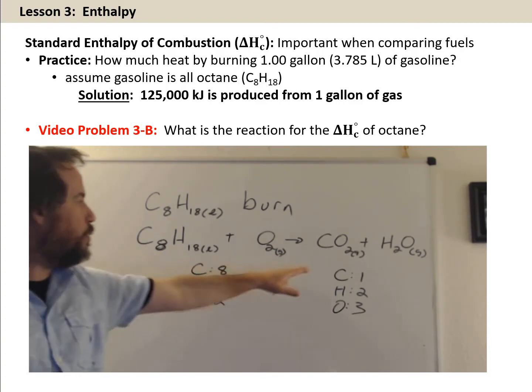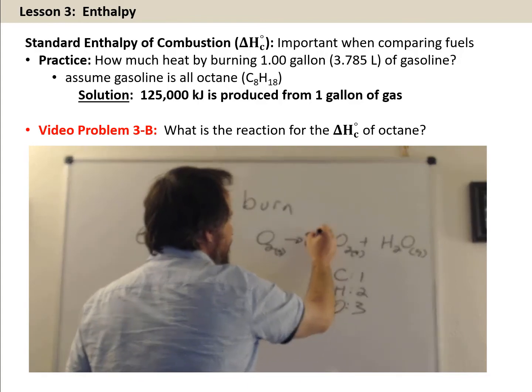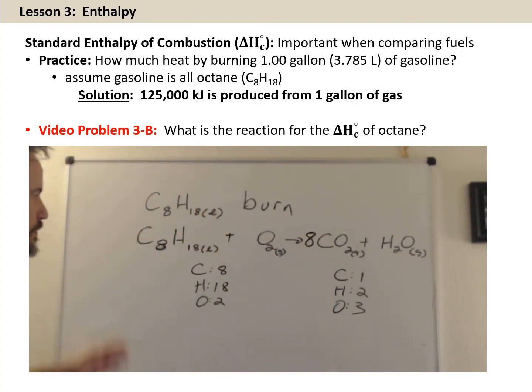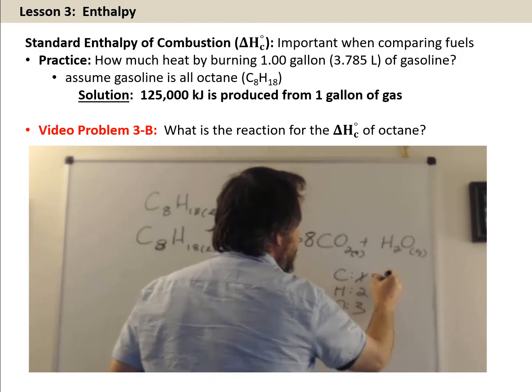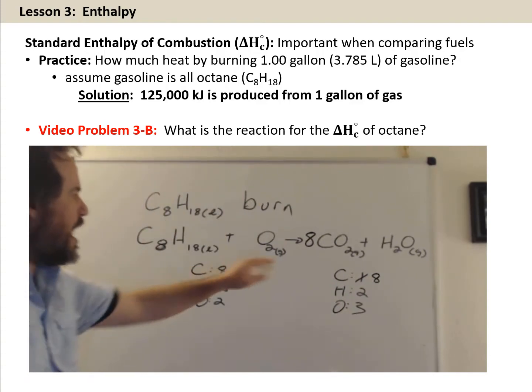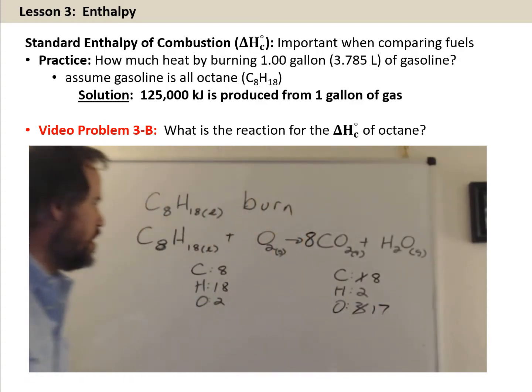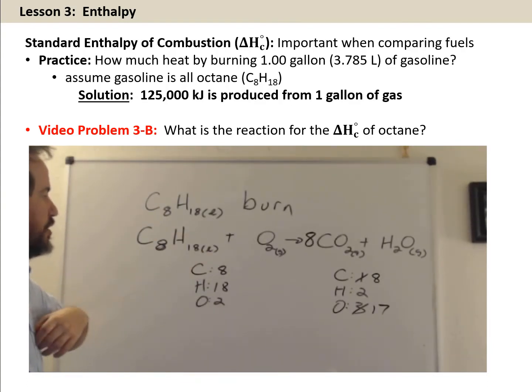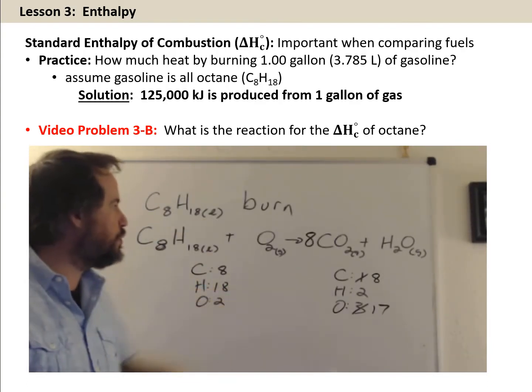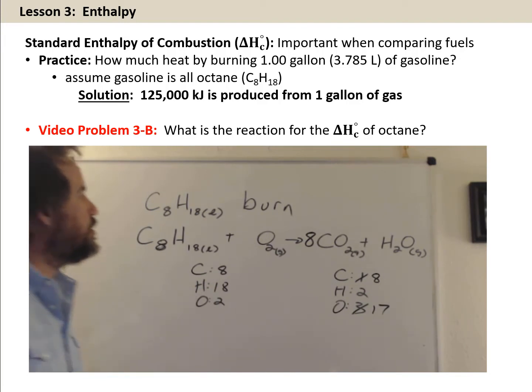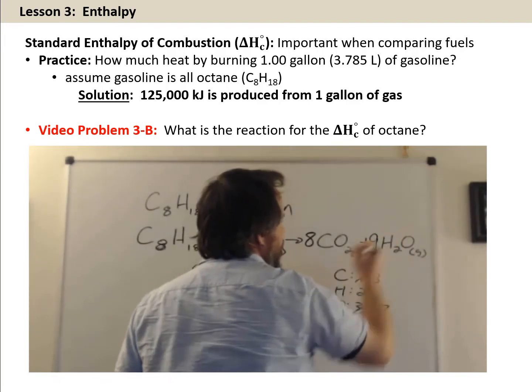So I have 8 here, 1 here, so I'm going to put 8 there. That's going to balance that. But now I have 16 plus 1, so I have 17 oxygens. Okay, now I'm going to move on to the hydrogens. I have 18 here, 2 there. So I need to balance this. I'm going to put that.